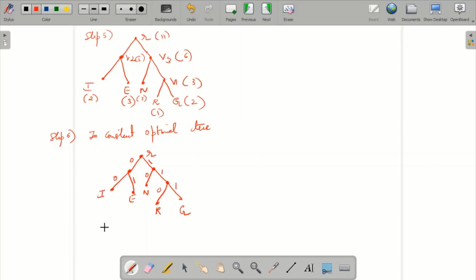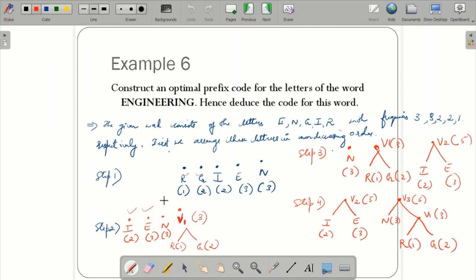Once you have drawn the optimal tree, from the above tree we are going to get the prefix code. The prefix code for I will be 00, E will be 01, N will be 10, R will be 110, G will be 111. So this is the prefix code for all the letters, or for all the leaves. So this is regarding example 6.